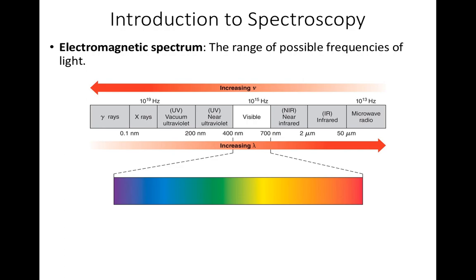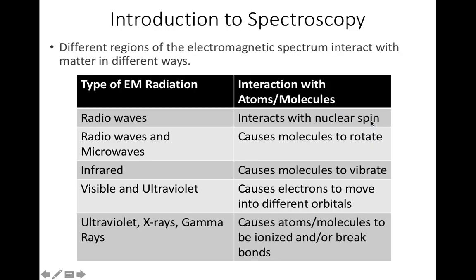So this is just a reminder about the electromagnetic spectrum. It includes things like visible light, ultraviolet, X-rays. We talked previously about IR spectroscopy, where the vibrations of molecules interacted with infrared light. In NMR spectroscopy, we're going to talk about how the nuclei interact with radio waves.